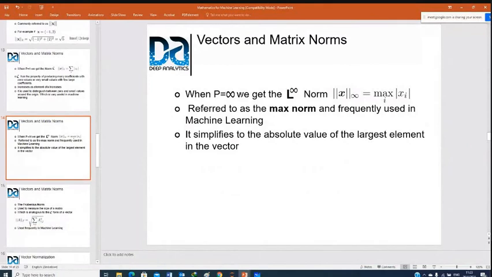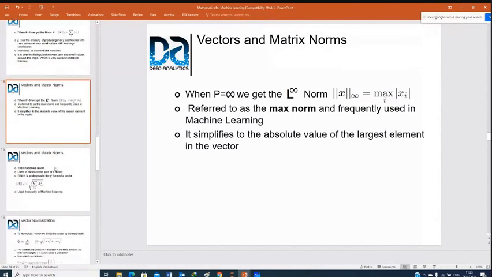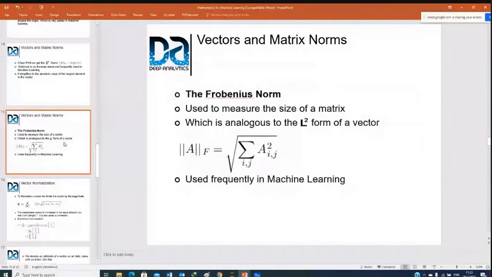When P is equal to infinity, we get the L infinity norm, or the max norm, frequently used in machine learning. It simplifies to the absolute value of the largest element in the vector, right?